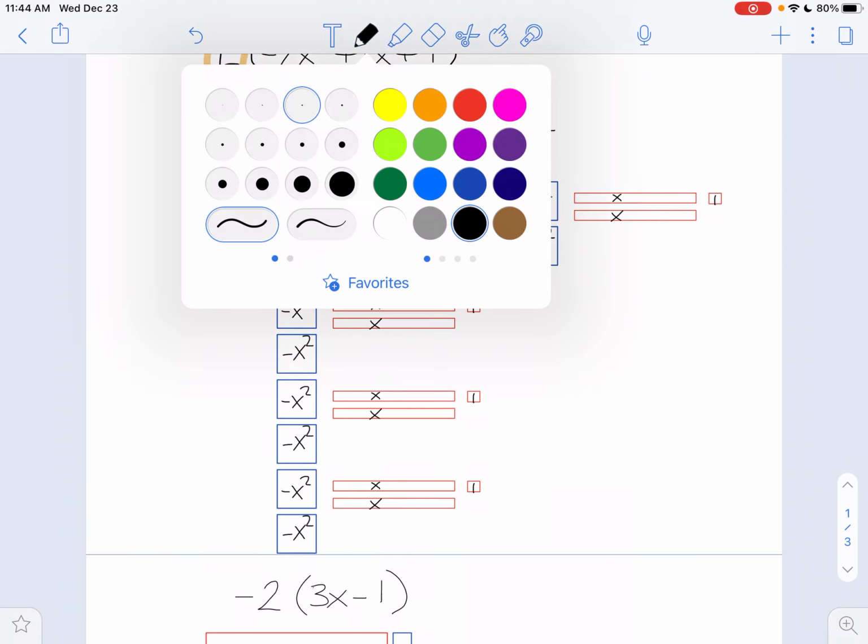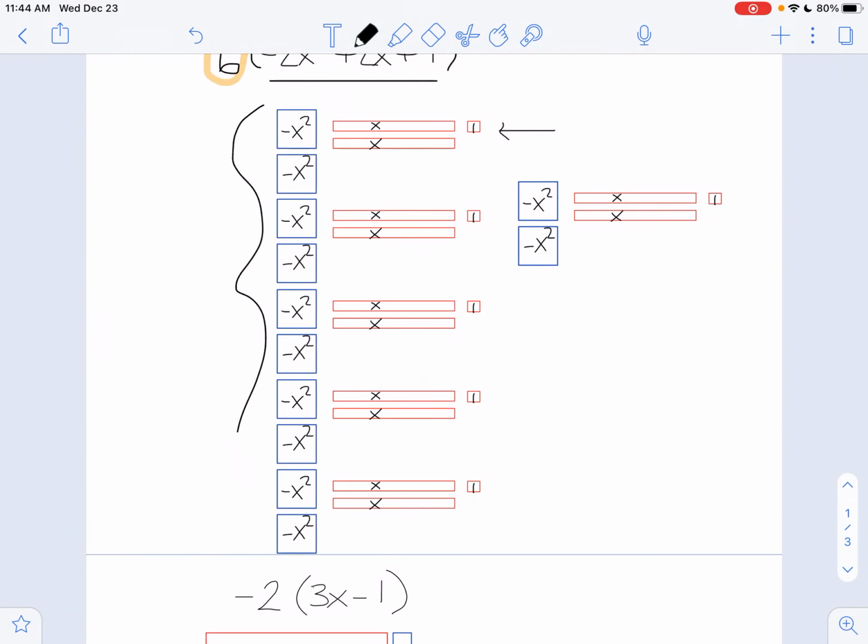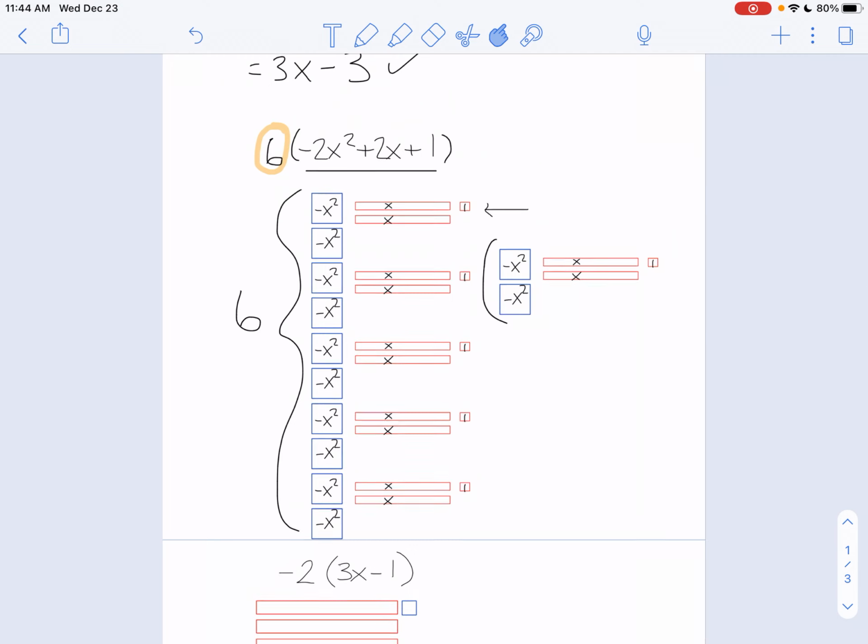So if you look at all of these put together, we have 6 of that initial expression. And now we can write down our answer. How many total -x squareds do we have? Well, we have 2, 4, 6, 8, 10, 12. So -12x squared. We have 12 positive x's, plus 12x. And we have plus 1, 2, 3, 4, 5, 6. So our final answer is -12x squared plus 12x plus 6.